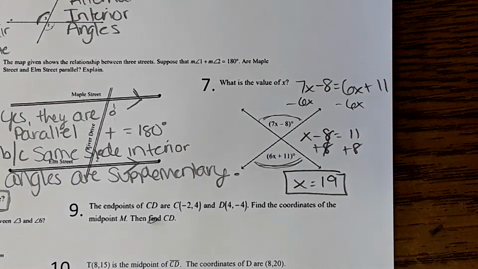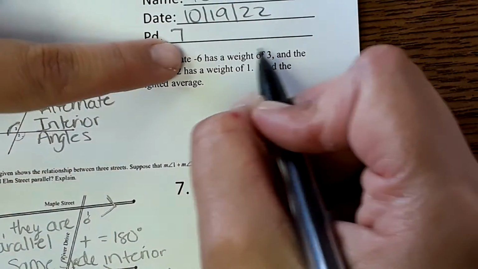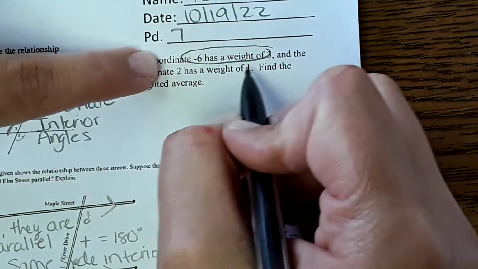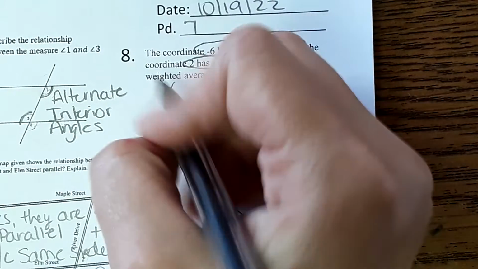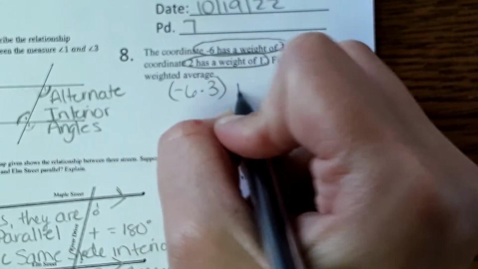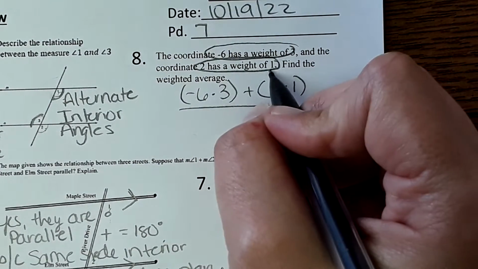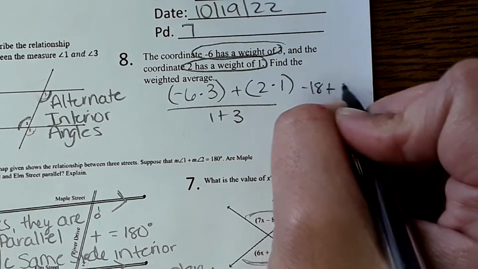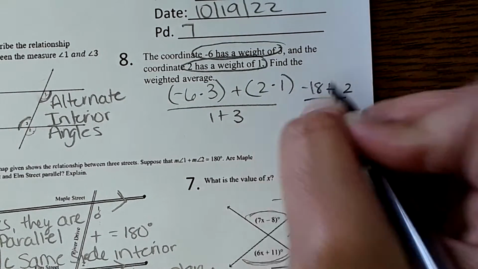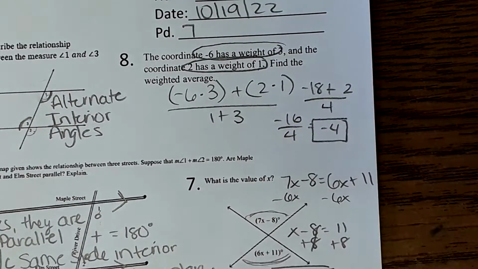Okay, and number 8. The coordinate -6 has a weight of 3, and the coordinate 2 has a weight of 1. Find the weighted average. So just like we did on Monday, do -6 times 3 plus 2 times 1 over the sum of the weights, so it would be 1 plus 3. -4.